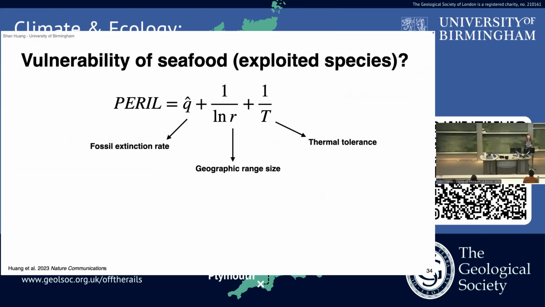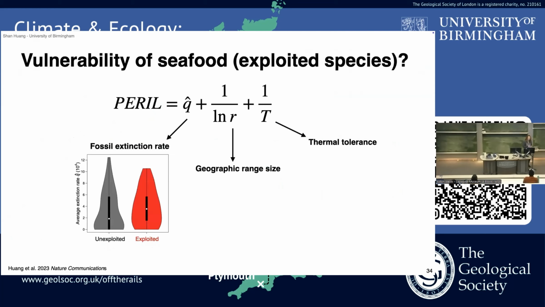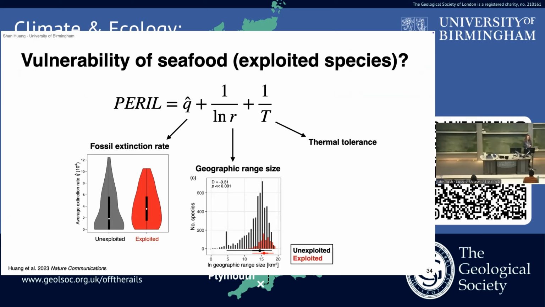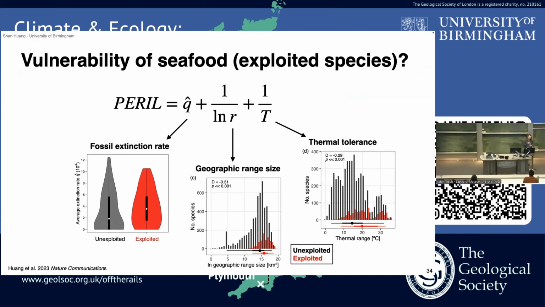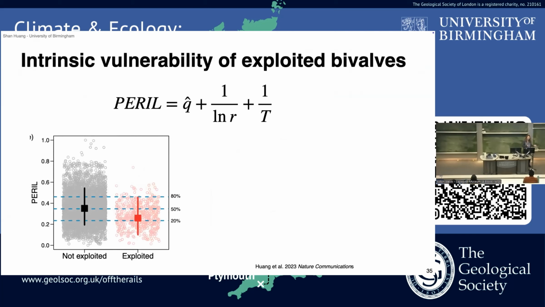We apply the Pearl Index as well. Historically, exploited families had similar extinction rate as unexploited families. So the two distributions are not statistically distinguishable. In addition, exploited species generally have larger geographic and thermal ranges. So as you would expect, based on the Pearl matrix, exploited species, again in red here, are relatively resistant to environmental changes when considered among all bivalve species. And this is certainly good news.